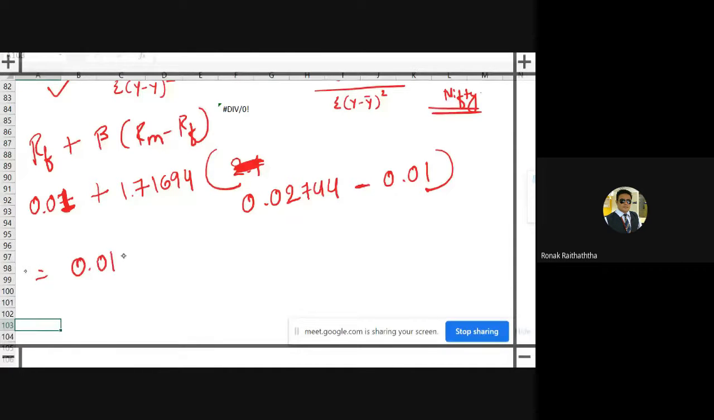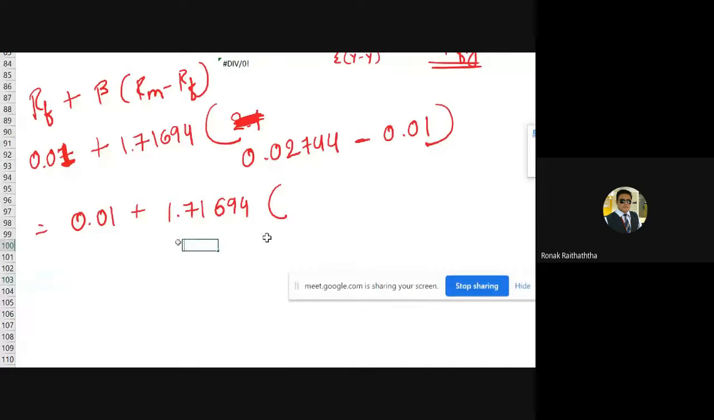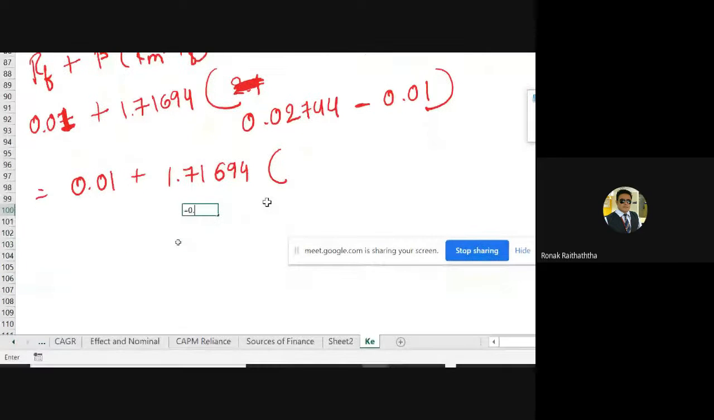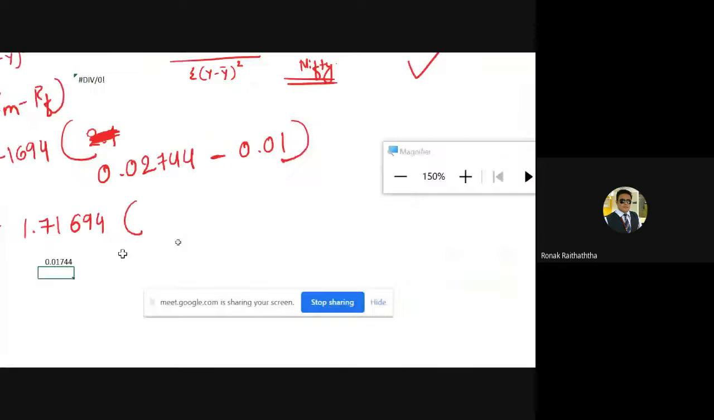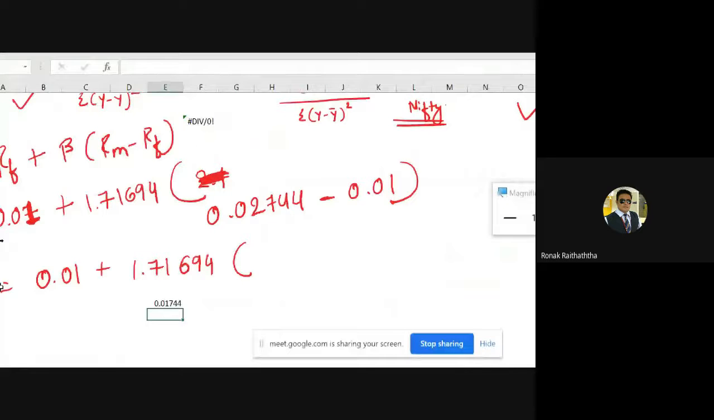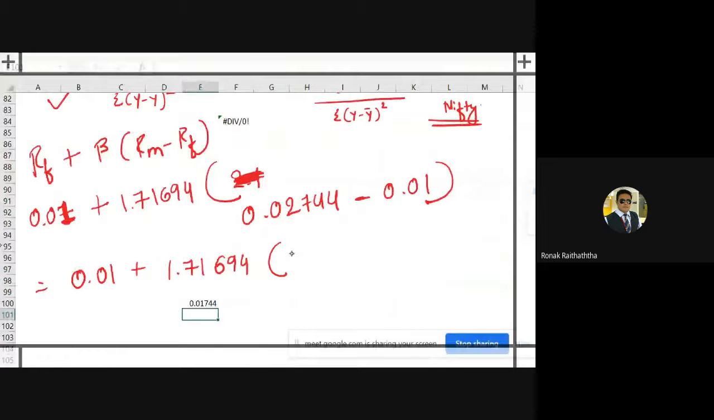0.01 plus 1.71694 in bracket equal to 0.02744 minus 0.01. So, sir, we get 0.01744. So multiply that with the beta and add it to 0.01. So that will be the expected return from Reliance on a monthly basis.